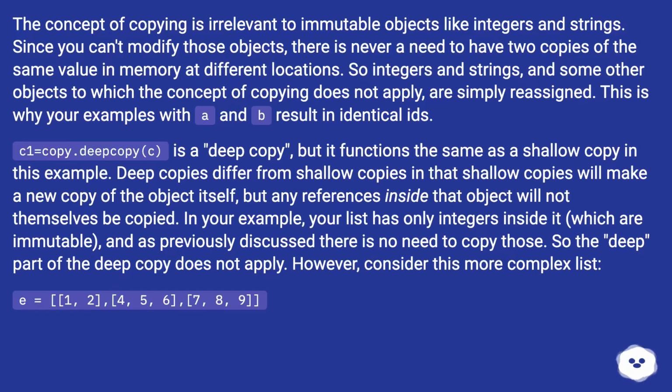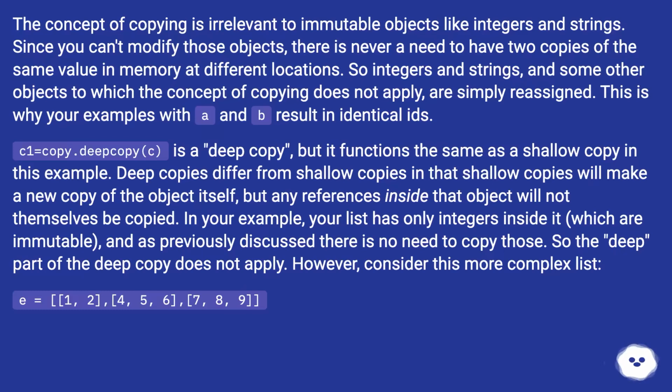C1 = copy.deepcopy(C) is a deep copy, but it functions the same as a shallow copy in this example. Deep copies differ from shallow copies in that shallow copies will make a new copy of the object itself, but any references inside that object will not themselves be copied. In your example, your list has only integers inside it, which are immutable, and as previously discussed there is no need to copy those. So the deep part of the deep copy does not apply. However, consider this more complex list.